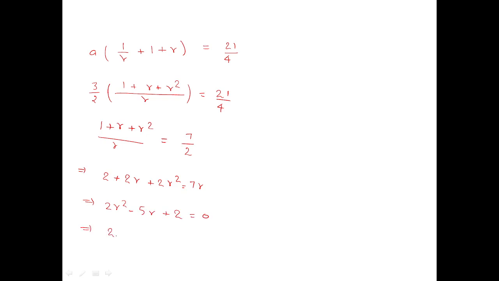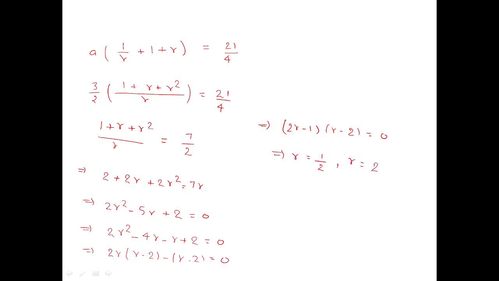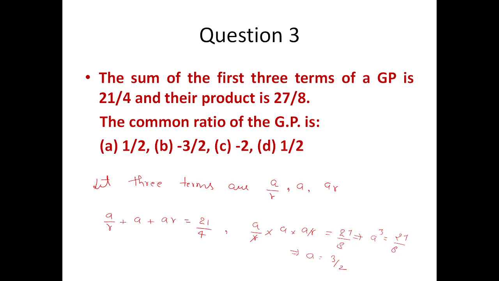This implies 2R square minus 4R minus R plus 2 is equal to 0. This implies 2R(R minus 2) minus (R minus 2) is equal to 0. So here we will get (2R minus 1)(R minus 2) is equal to 0, and we will get R is equal to 1 by 2 or R can be 2. Now check the option, which option is given. So here option D is correct, R is equal to 1 by 2.